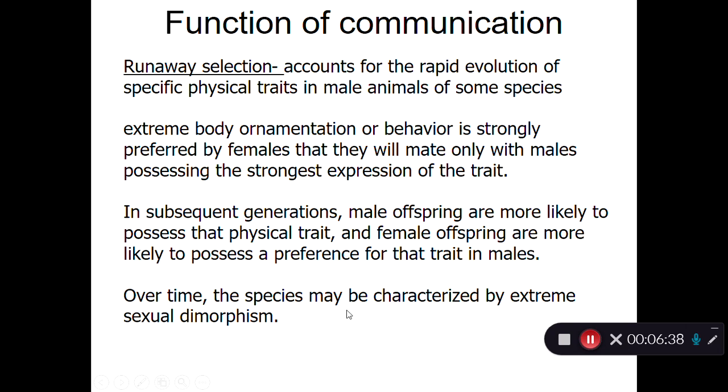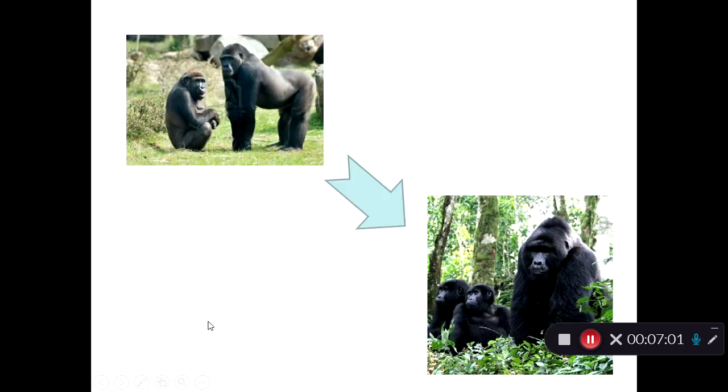So over time, what we get when the females are choosing this way is what we sometimes call extreme sexual dimorphism. Dimorphism means that the sexes have two shapes. So we'll see the females being drab and the males having the bright coloration. Or we'll see something like size sexual dimorphism, where females are much, much smaller because they're choosing a male that's bigger. And then over time, we see this extreme size differential, like the male silverback gorilla shown here.